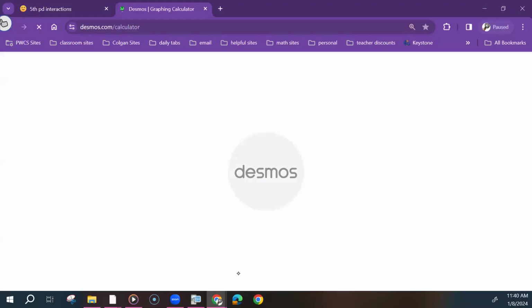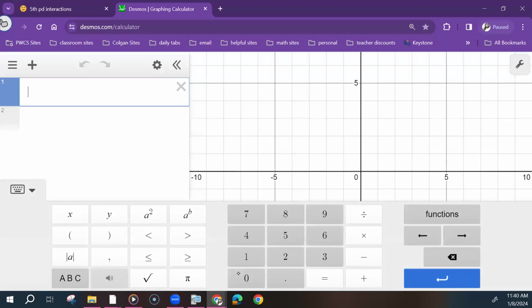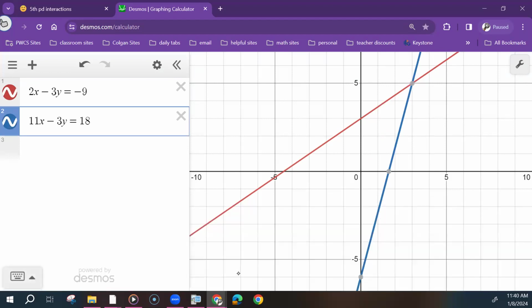And I'm going to do the second one. You do not need to solve this in order to put it in Desmos. You can put it in exactly as is. It will graph the equation. And then you can see really quickly where those two lines intersect. So we just bring in the solution.